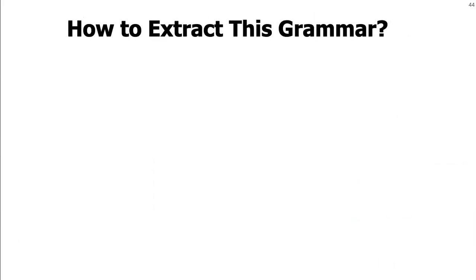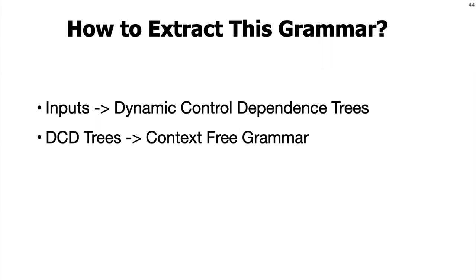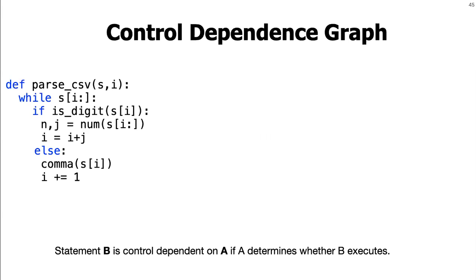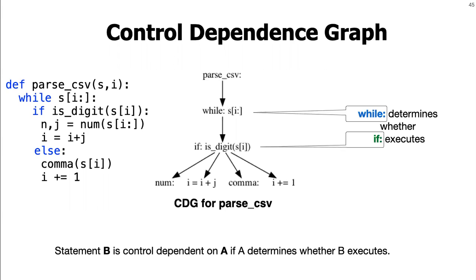Our technique first extracts the dynamic control dependence trees from given sample inputs that cover all features of the program. And then it combines these trees into a general grammar. So what is a control dependence graph? A control dependence graph is a graphical representation of the program where each statement gets a node and there is a directed arrow between the control dependent nodes. A statement B is control dependent on statement A if A determines if B executes.